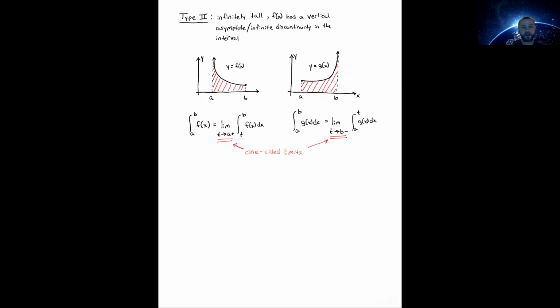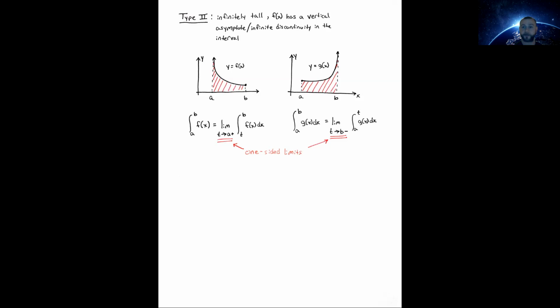All right, so in the first case where the vertical asymptote is all the way on the left at x equals a, we replace the lower value of the integral, a, with a variable t, and then we'll take a limit as t approaches a, but only from the right side. Notice in the sketch, the interval from a to b, in order for us to stay in that interval, we can only approach a from the right side.